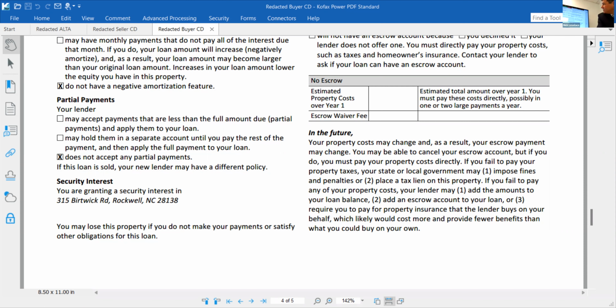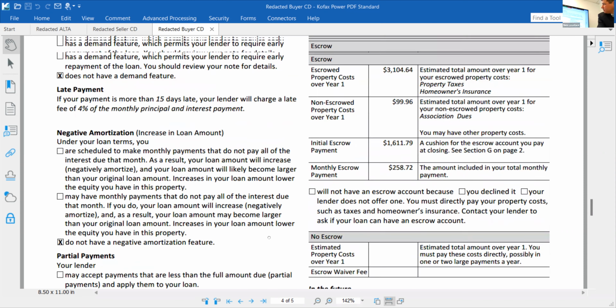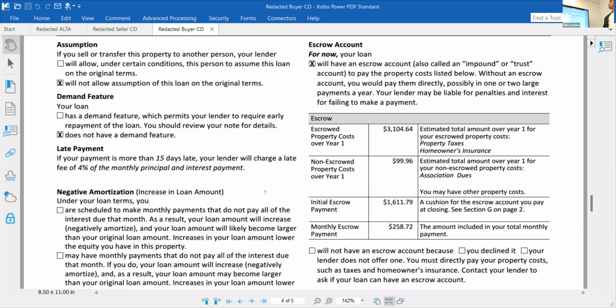And then the right side just explains our escrow account. And it shows how much the escrow account is. It shows what the estimated escrow is over the first year. And it's generally going to say estimated because we don't know what that property tax is going to be before. And homeowners insurance can also change. And then your non-escrowed costs just talks about what the HOA dues are.